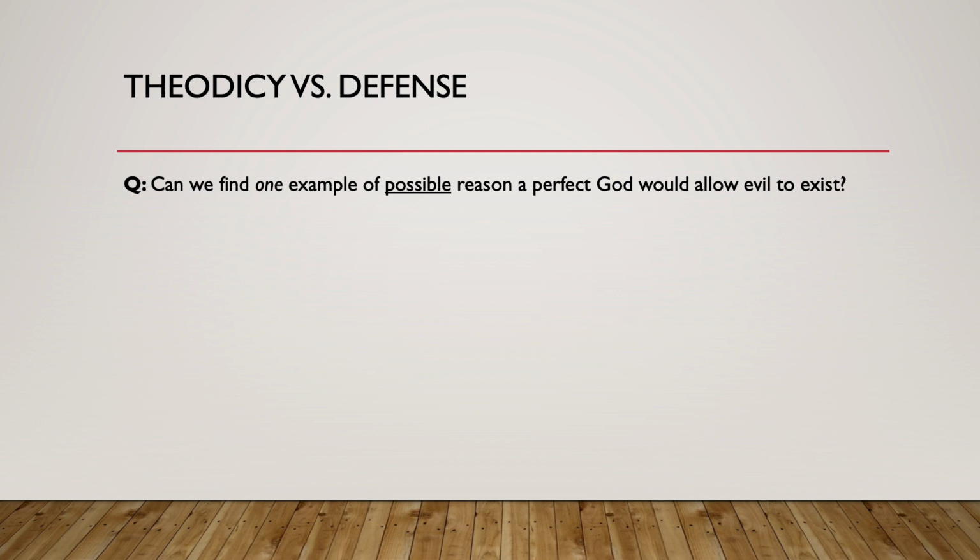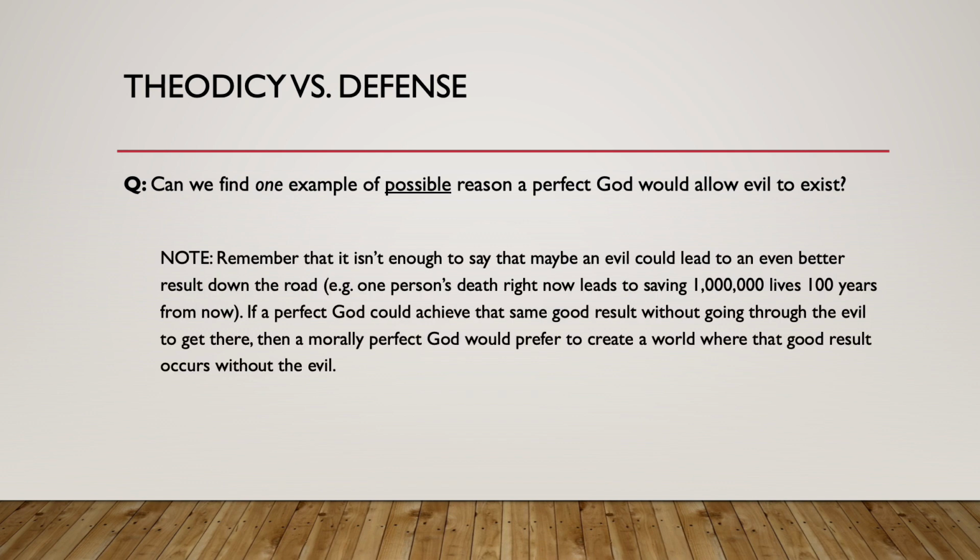So can we find one example of a possible reason where God would allow an evil to exist? Remember, it's not enough to say that maybe the evil could lead to an even better result down the road, so one person's death right now leads to saving 1 million lives 100 years from now. Because even if that's possible, if a perfect God could achieve the same good result without going through the evil to get there, then a morally perfect God would prefer to create a world where that good result occurs without the evil. So for instance, I sometimes hear students say, imagine that there's a school bus that crashes with 20 children on board, and they all die.